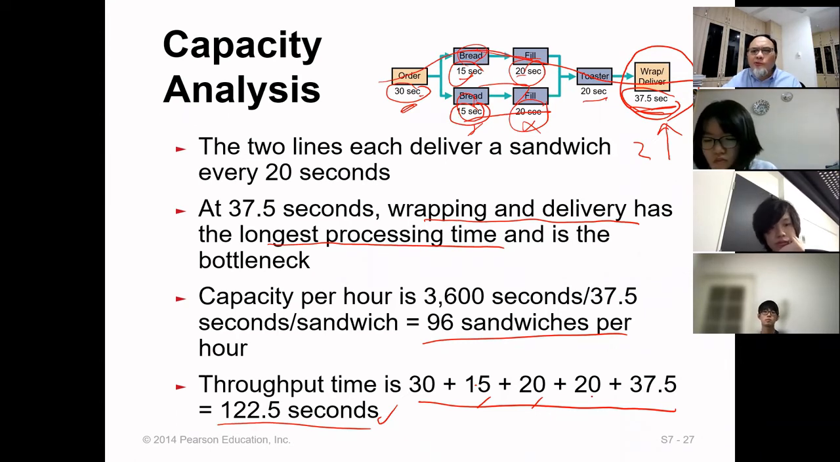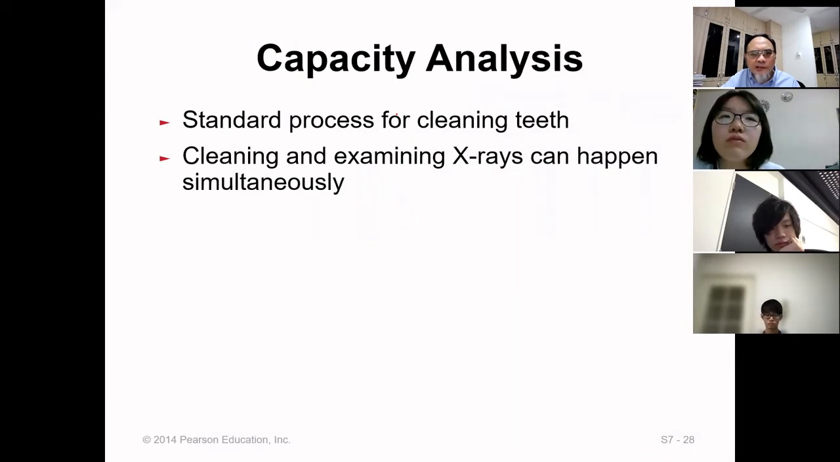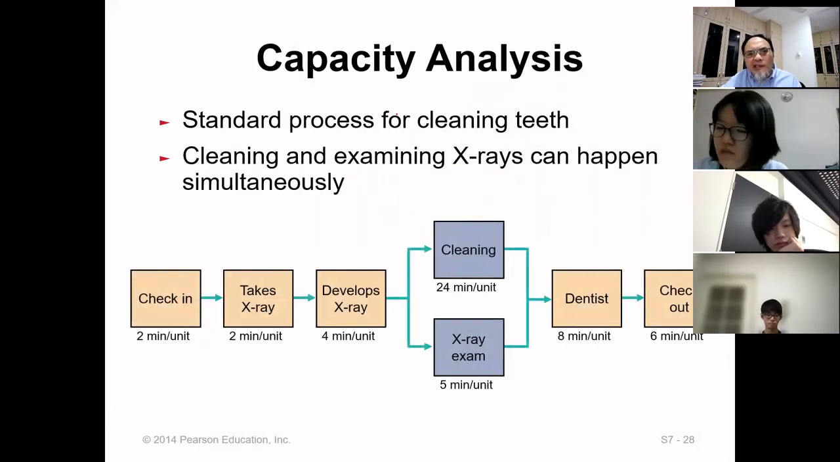Right, so to improve this process, if you want to reduce the throughput time, you need to think about the order, probably 30 seconds, and this wrap and deliver need to be reduced. You can also do capacity analysis.